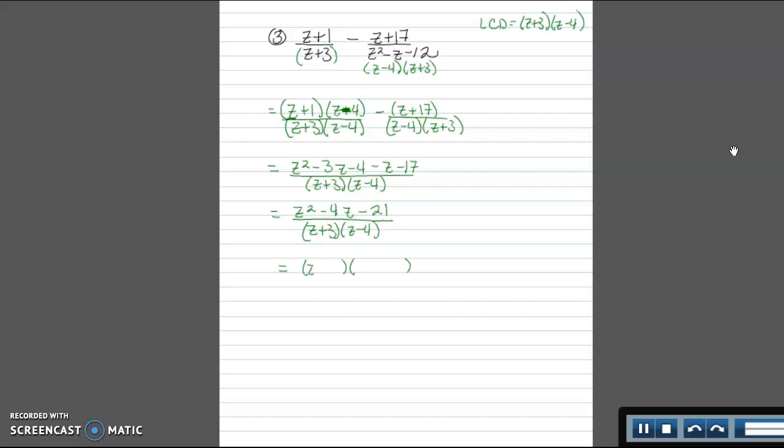Right, so I can factor the numerator into z minus 7 times z plus 3. And now I do see I have a common factor of z plus 3 in the denominator. So I can cancel out the z plus 3, and that leaves me with z minus 7 over z minus 4.